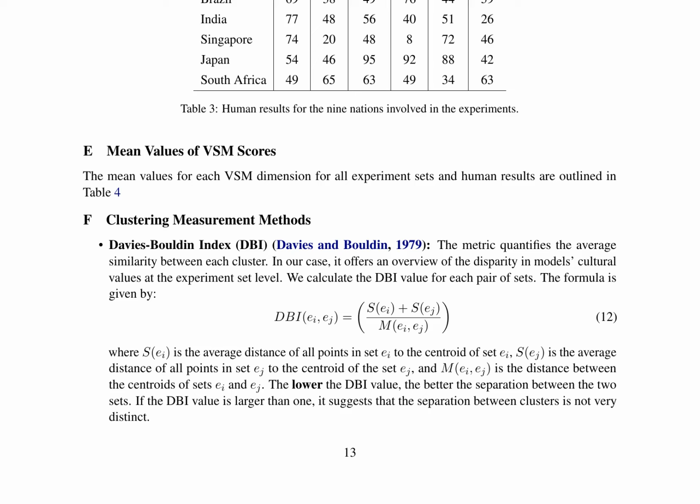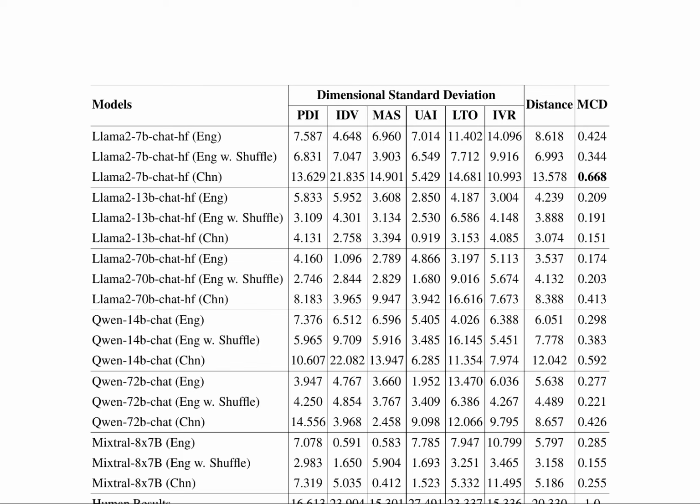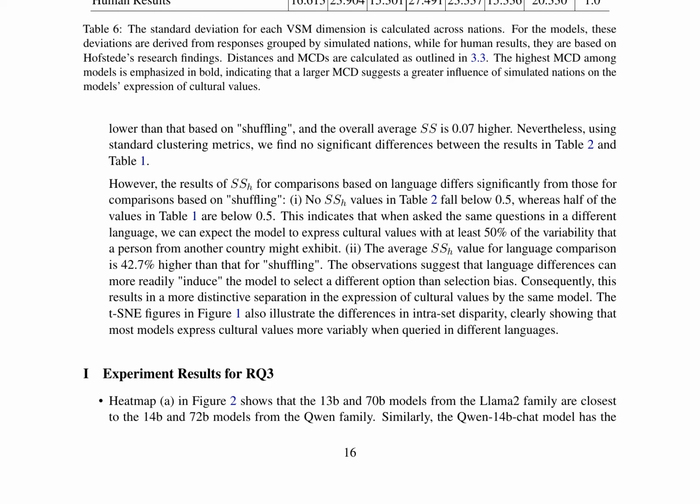The research further explores the cultural values expressed by language models in response to prompts featuring simulated identities. The Pearson correlation coefficients among model responses are presented in Table 5, demonstrating consistency in their responses. However, some models exhibit lower correlations, indicating disparities in their cultural value expressions. Table 6 presents the standard deviation for each VSM dimension across nations, revealing significant differences between models and human results.